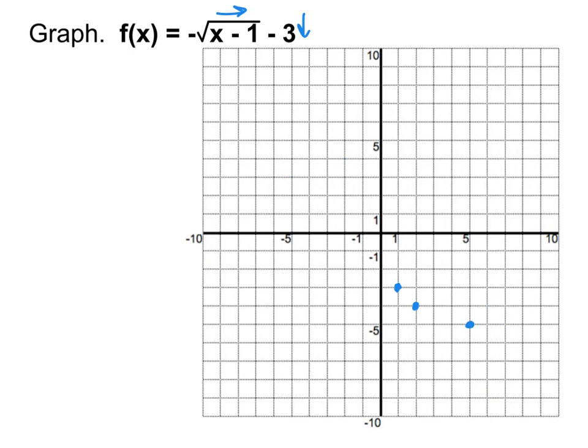And then for that last point that we can actually fit on there, normally we go over 9 and up 3 because the square root of 9 is 3. So in this case, you can see we're going to still go to the right 9. Going to the right doesn't change, but we're going to be going down 3 instead of up 3.